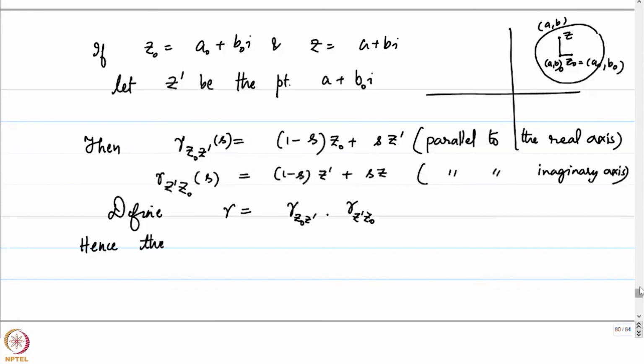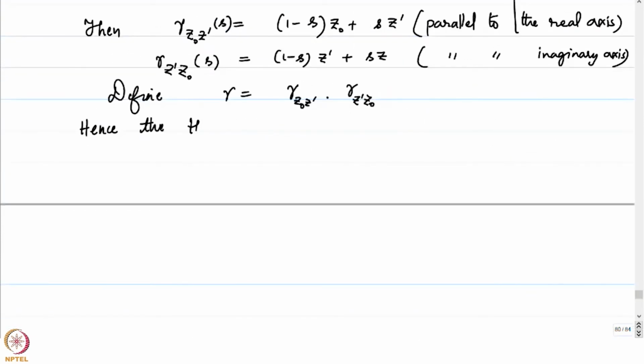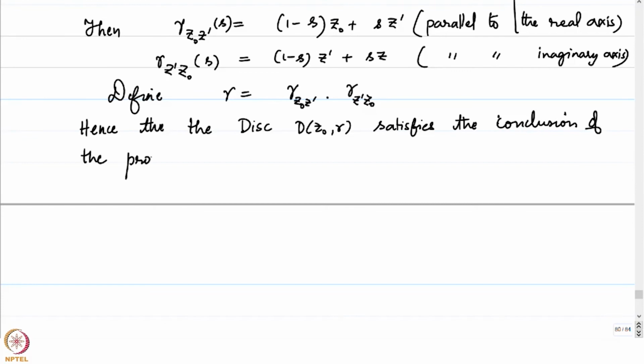Oh, how did I put it here? Yes. Hence the disk D(z0, r) satisfies the conditions of the problem. Conditions are the hypothesis of the conclusion of the problem. From here, it's the straightforward mimicking of the proof we gave for the equivalence of connectedness and there existing a path between 2 points.